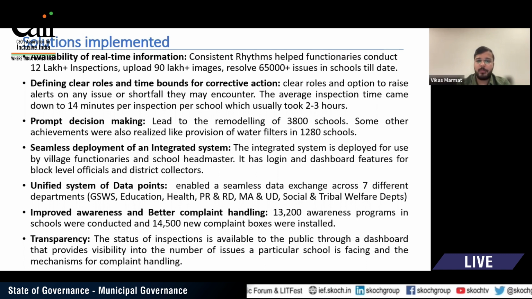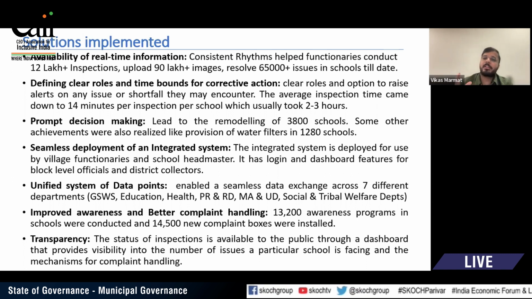Then seamless deployment of an integrated system, that was about the app and the dashboard, where we could see all the updates and all the actions. Then a unified system, so we integrated data across all these departments. ANM will inspect and have some data in their app, the education department will have some attendance data, PR and RD will have some data, social and tribal welfare will have some data. So everything was combined and brought into one place called Consistent Rhythms.